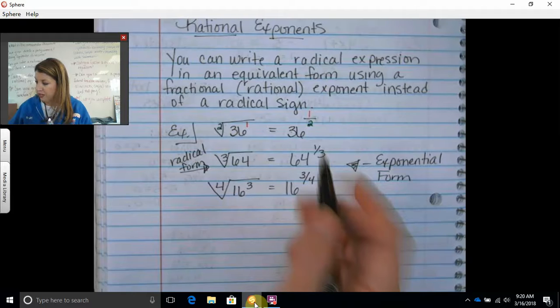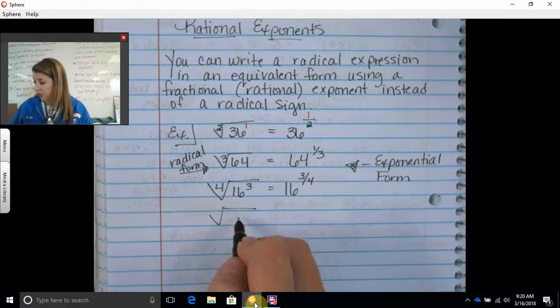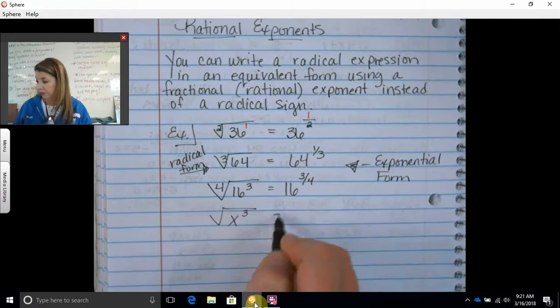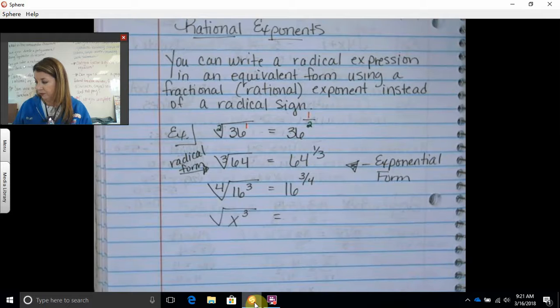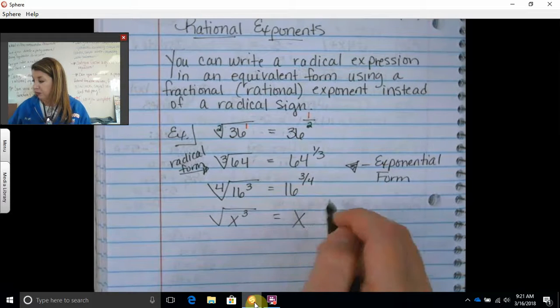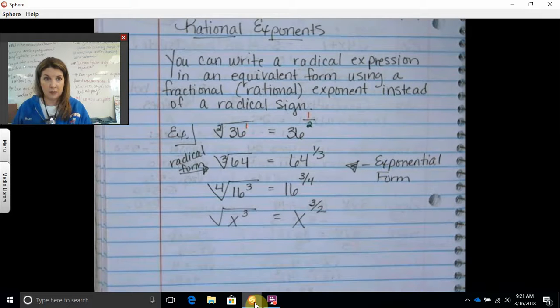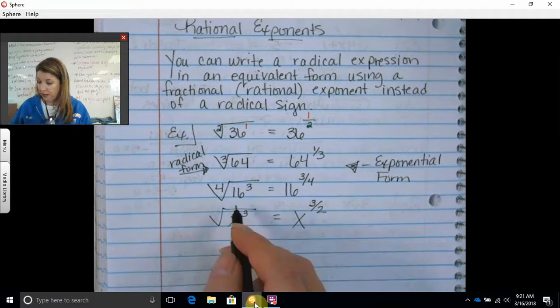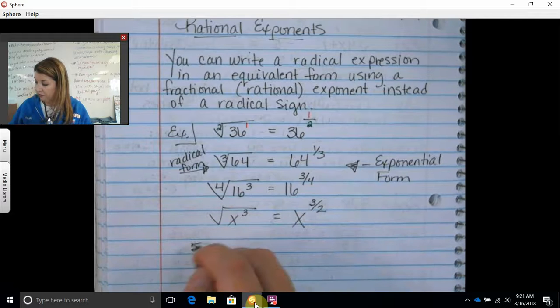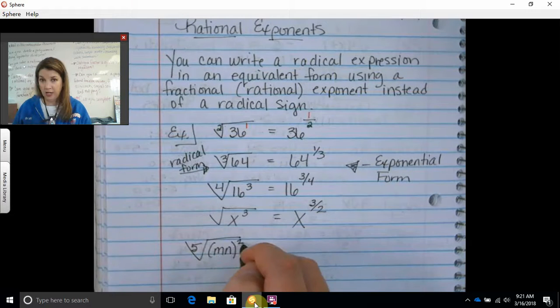How about the square root of x cubed? X raised to the what? 3/2. Exponent over the index. What if you had the 5th root of m in quantity squared?